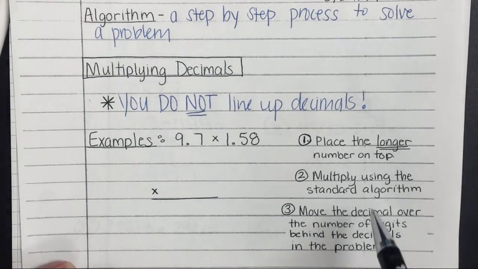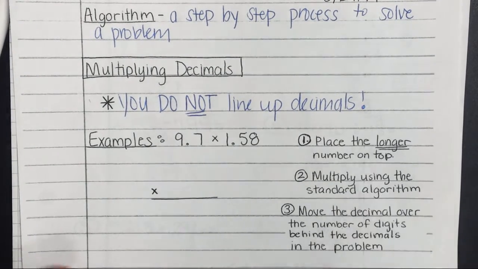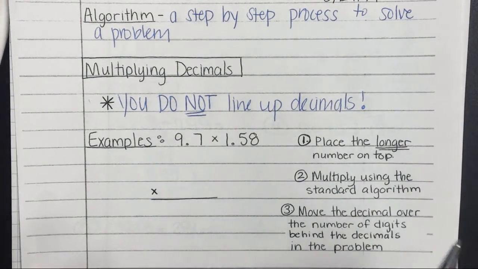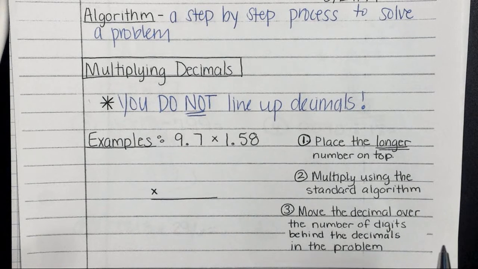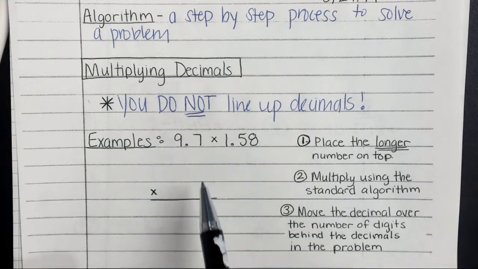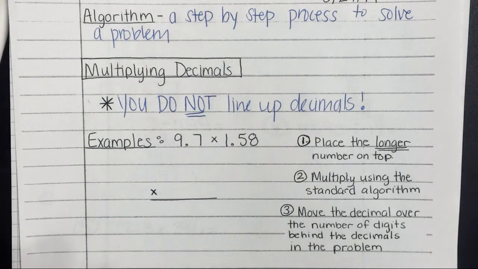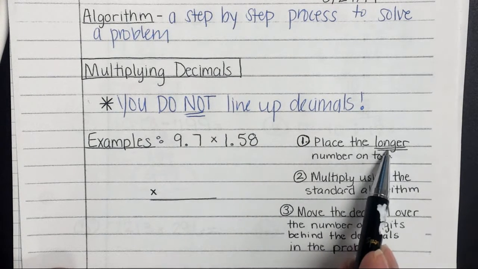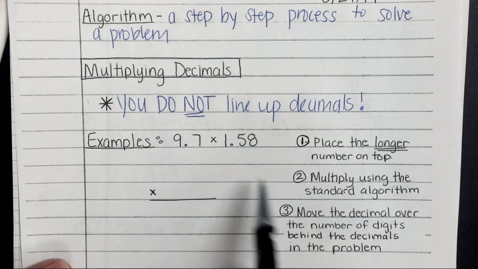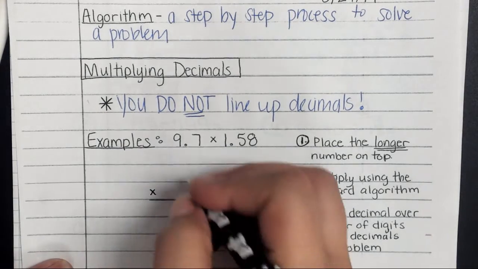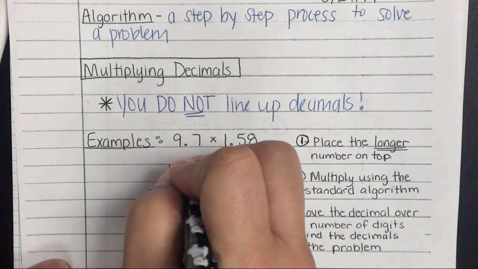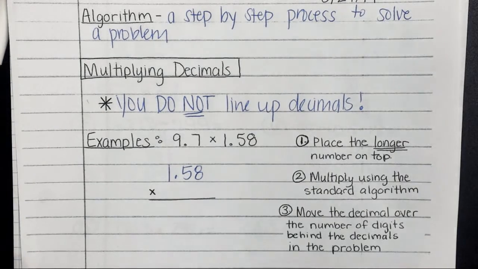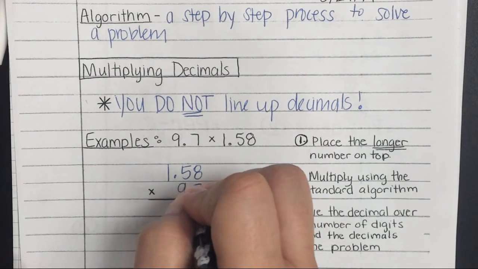Now, right here it says, place the longer. Now, like Eva said a second ago, I think you actually said larger. We're not looking for the larger value. We're actually looking for the longer number, the one with the most digits. So between these two, which is the longer number? 9.7 is larger, but what's the longer number? 1.58. We have more digits in 1.58. So we're going to put that one on top. 1 and 58 hundredths times 9 and 7 tenths.